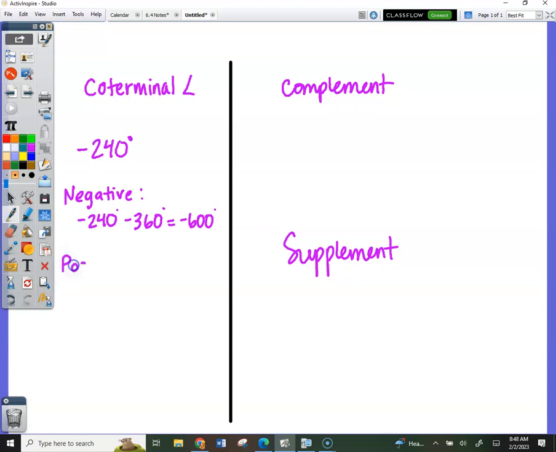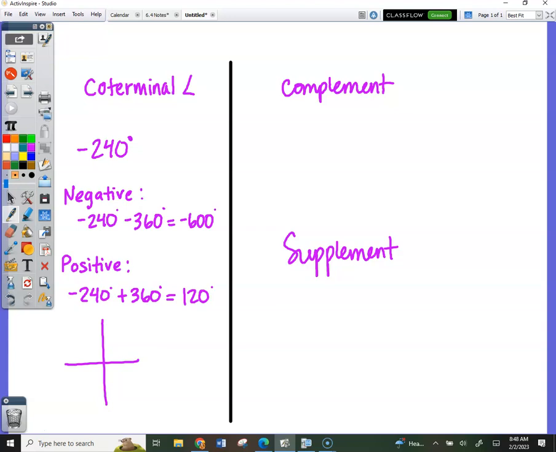If I asked for a positive coterminal angle, you would take the negative 240 and add a full rotation. So what's that? 120? In terms of the visual, understanding what a coterminal angle means, let's see, I'll do this one.